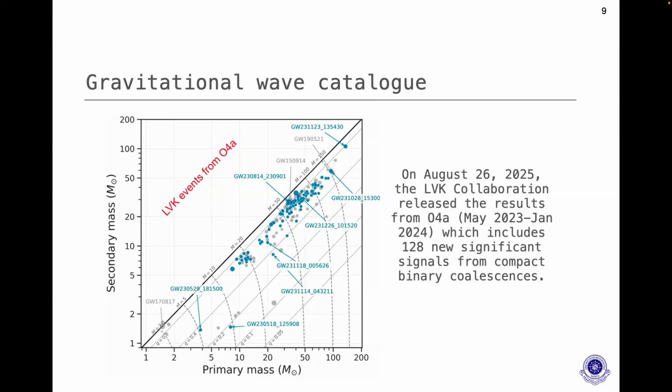So the blue blobs are the detections in the plane defined by the primary mass and the secondary mass. And you can see that this is GW231123, which is the most massive detection to date. And I think there was a talk maybe last week about this event. So you probably know better than me.